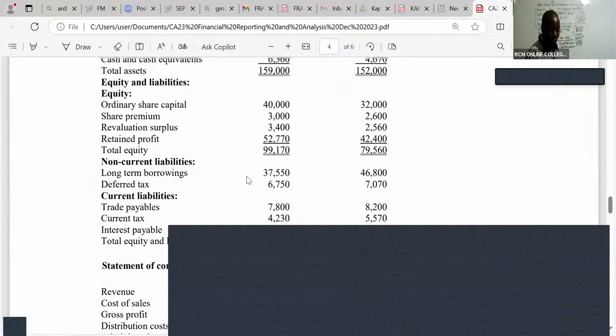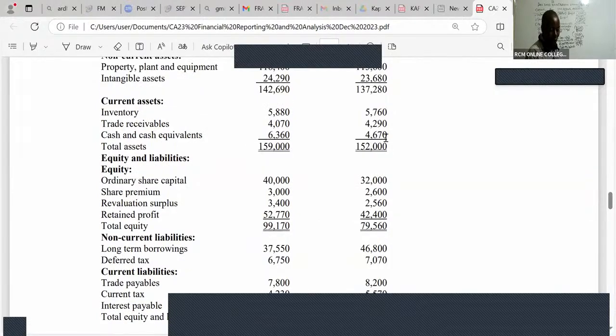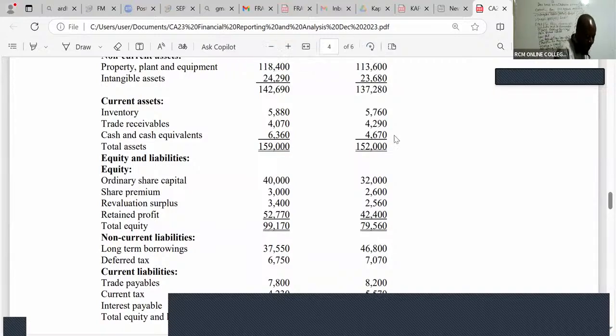So in your balance sheet, what are you able to see, ladies and gentlemen, as your cash? You can see cash and cash equivalents brought forward. It is 4670. So can somebody in this case here add for me this figure?